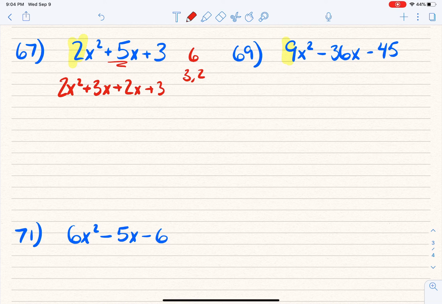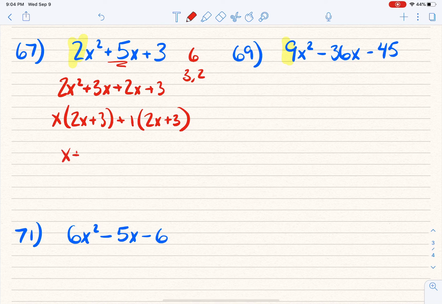I say, well, what can I take out of those first two terms? The only thing I can take out is an x, leaving me with 2x plus 3. Next thing, the only thing I take out is a 1, leaving me with 2x plus 3. So then I have x plus 1 times 2x plus 3. Done. Completely factored.